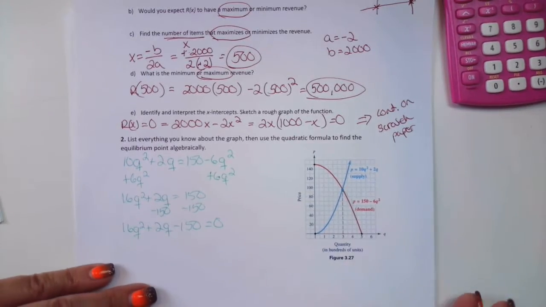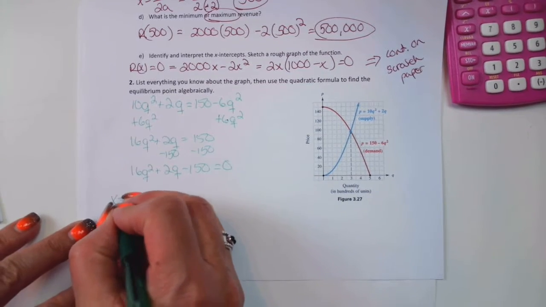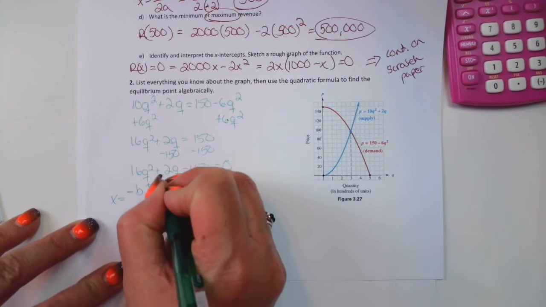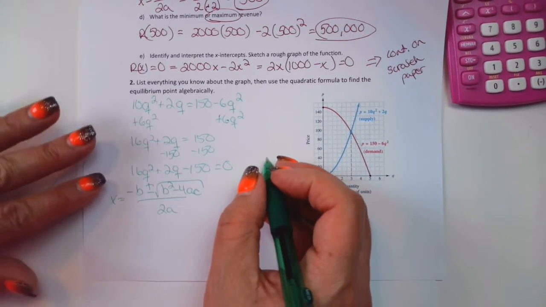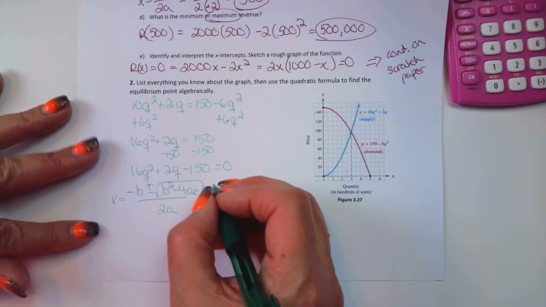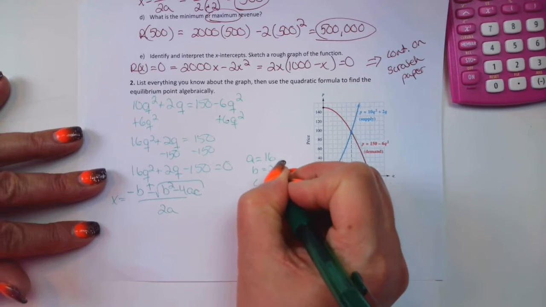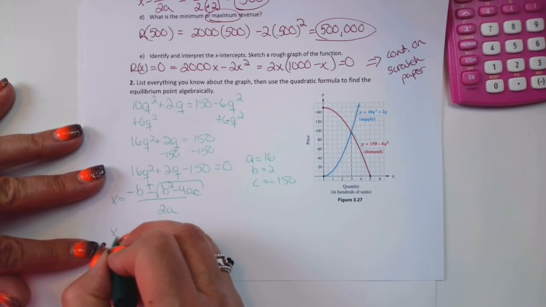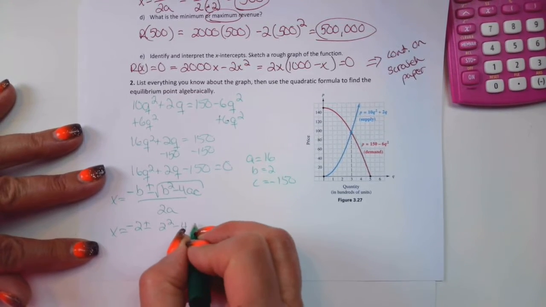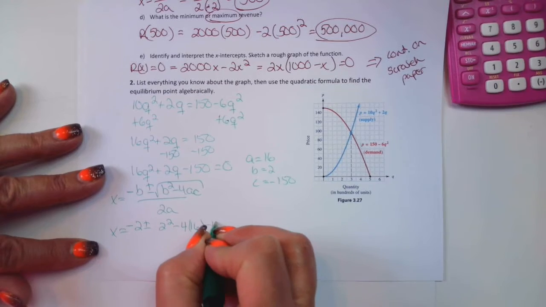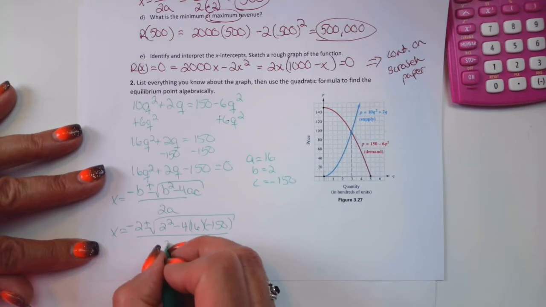Now our quadratic formula, again, is negative b plus minus the square root of b squared minus 4ac, divided by 2a. So our a is 16, b is 2, and c is negative 150. Negative 2 plus minus the square root of 2 squared minus 4 times 16 times negative 150, divided by 2 times 16.